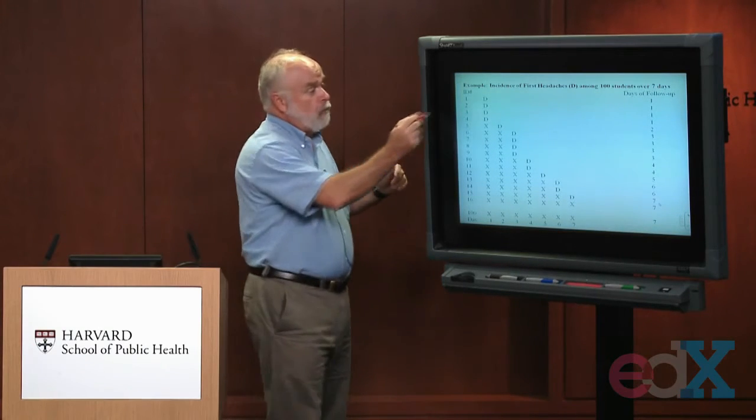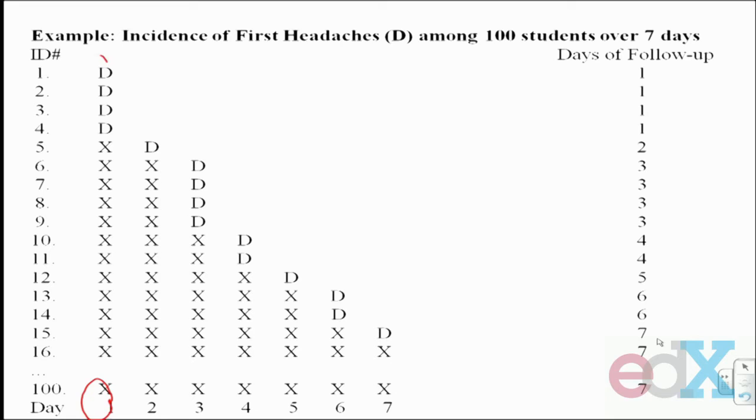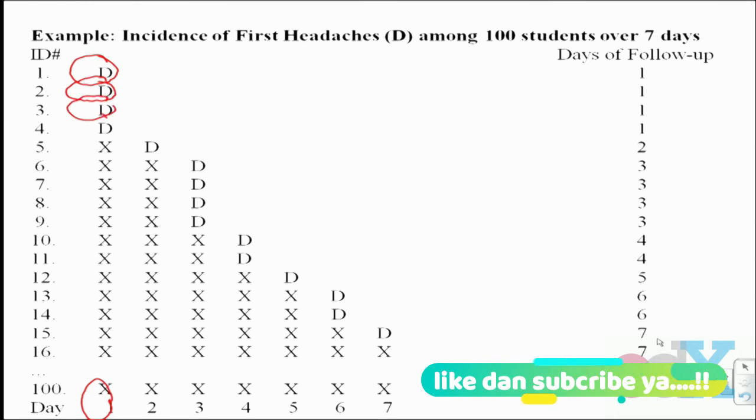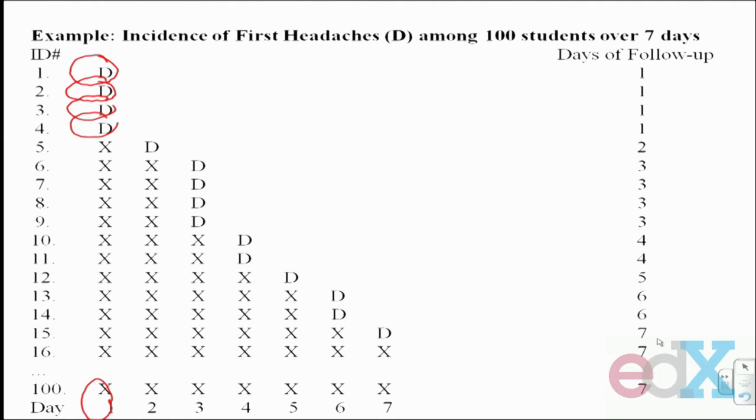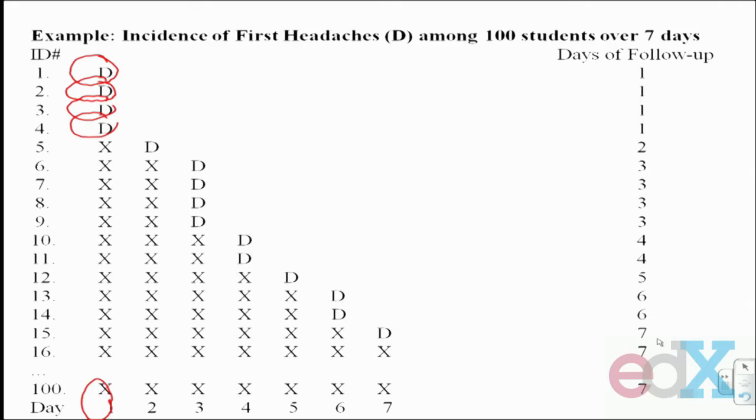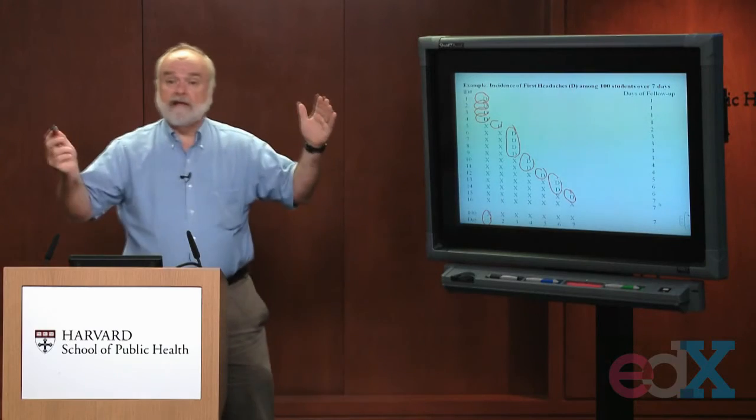So for example, on the very first day, person number 1 develops a headache. Person number 2 develops a headache on that same first day. Person number 3 and person number 4 also develop a headache on the first day. So 4 of the 100 people develop headaches on their first day. Person number 5 develops it on day 2. Persons number 6, 7, and 8 develop it on day 3. Persons number 9 and 10 develop it on day 4. Another person develops it on day 5. 2 other people develop it on day 6. And 1 other person develops it on day 7. And everybody else never develops a headache.